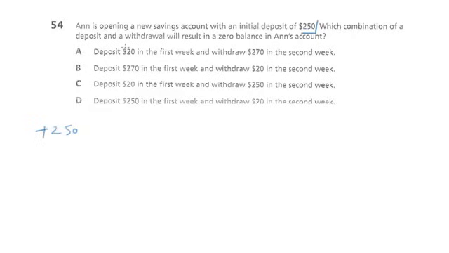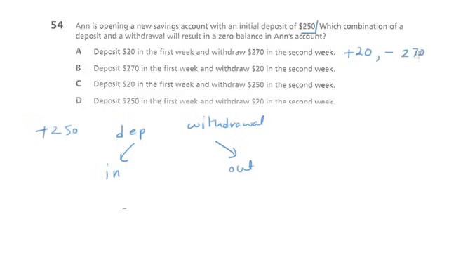Which combination of a deposit, which is putting money in, deposit is money in, and a withdrawal, which is money out, will result in a zero balance in her account? Okay, so if she deposits 20, so we're looking at A right now. If she deposits 20 and then withdraws 270, the net result is her subtracting 250.